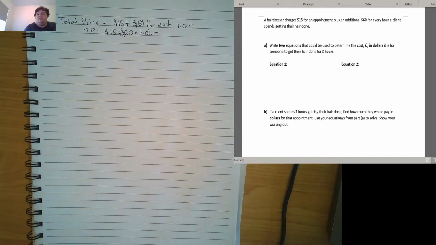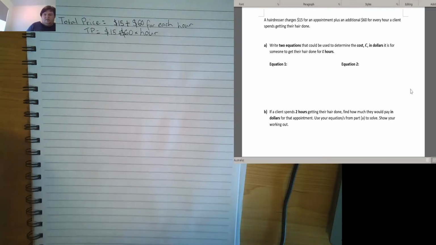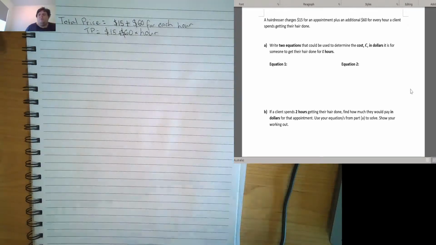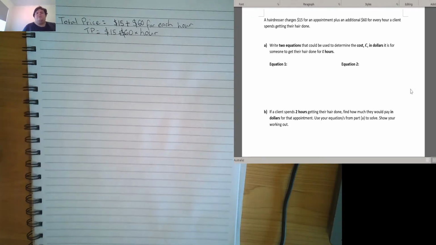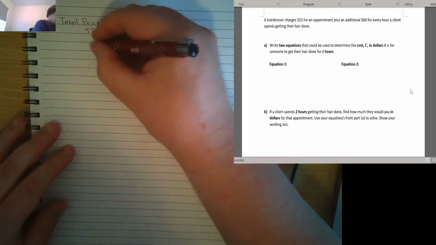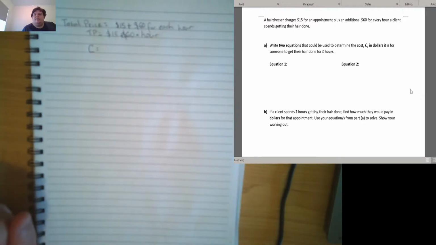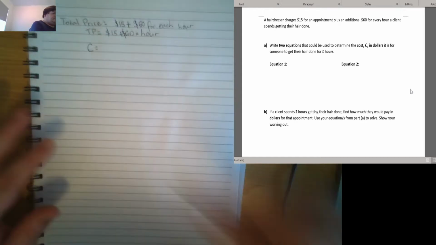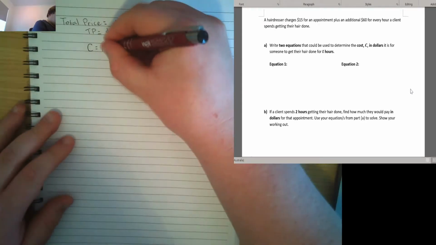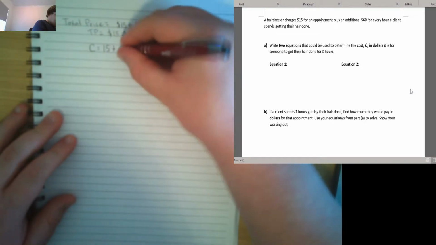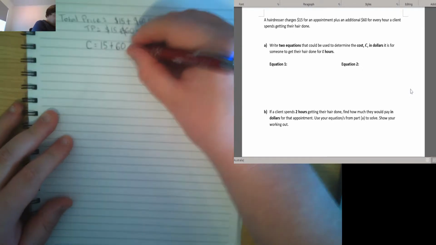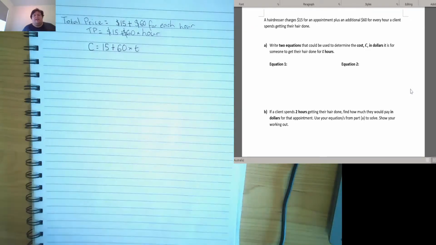Now, let's change them to include these variables over here, see this C and this T. So instead of total price, the cost, or whatever you want to call it, should be represented with the letter C. So C is the cost, and it says that the number of hours should be represented by the letter T. So 15 plus 60 times T. All right, so I've written that out as an equation.